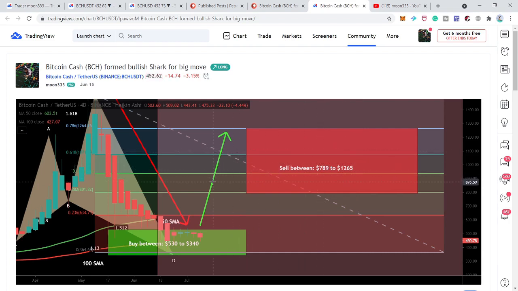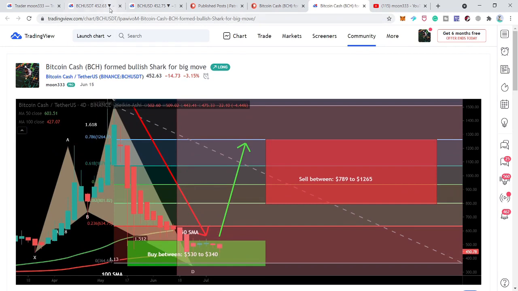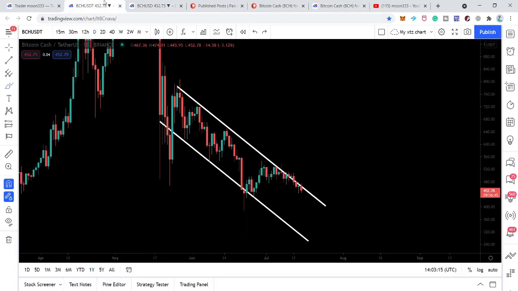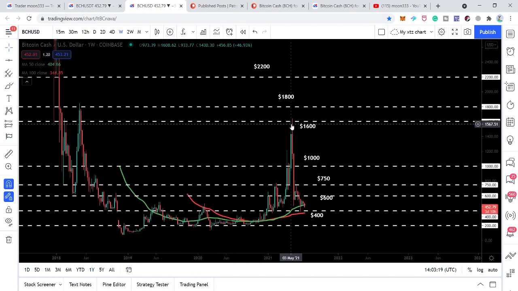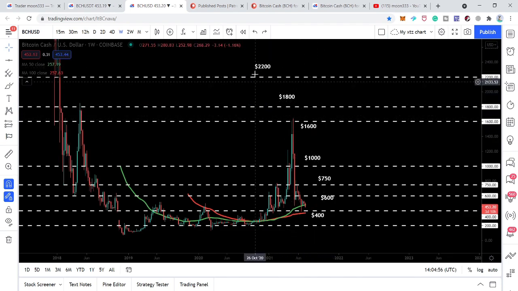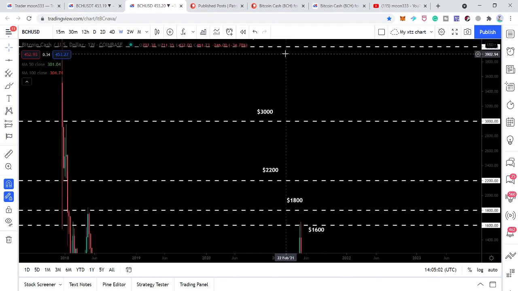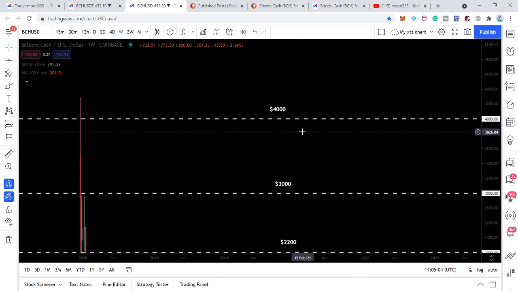However, after such a big bullish reversal pattern, I'm expecting that the price line can even break out the recent highest price that Bitcoin Cash has achieved so far, which was approximately $1,600 during this bull run. It can try to break out this $1,600 resistance, and then it can go for the next resistance levels to break them out, which are at $1,800, $2,200, $3,000, and the final resistance will be at $4,000.